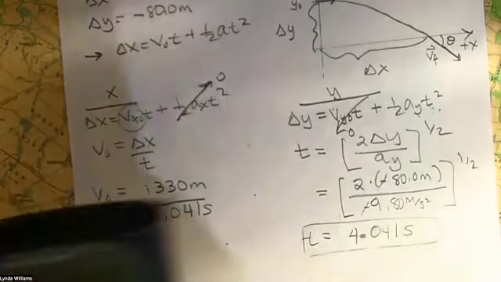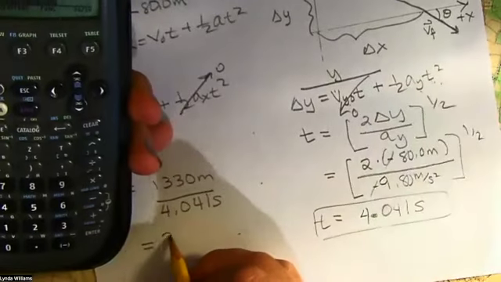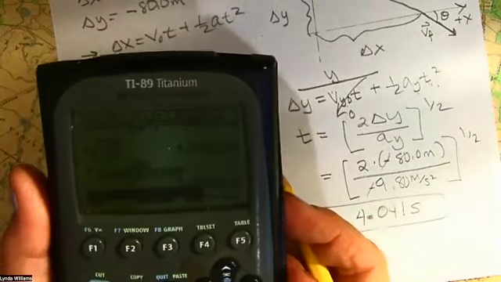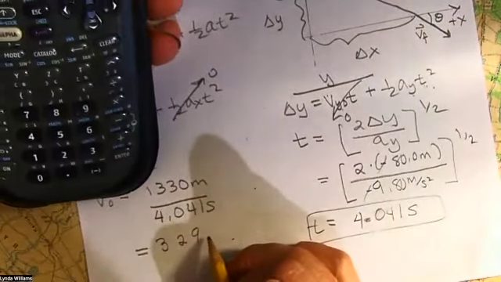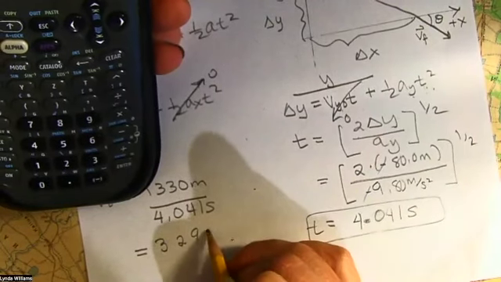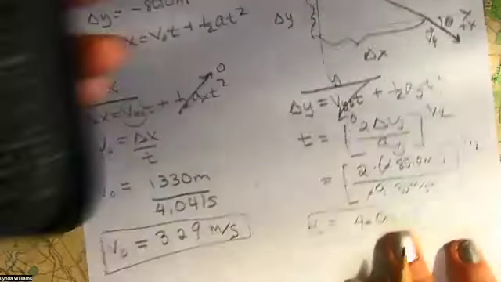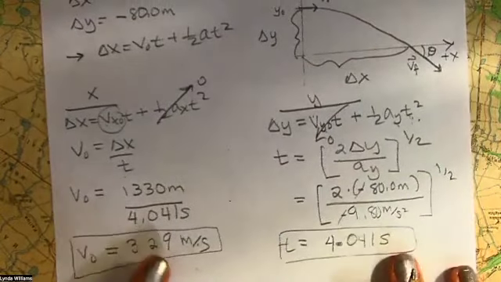And now let's punch that into our calculators. I take 1330 divided by the number from my calculator and I get 329.15, but we're only going to keep 3 sig figs because we started with 3 sig figs. So it's 329 meters per second. And that's our initial velocity. So we found both the time and the initial velocity.